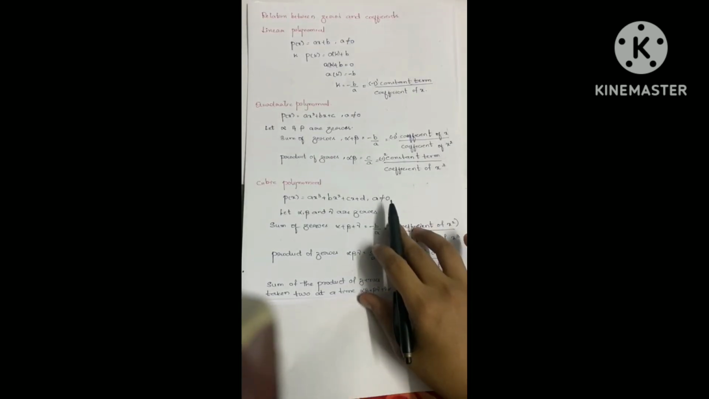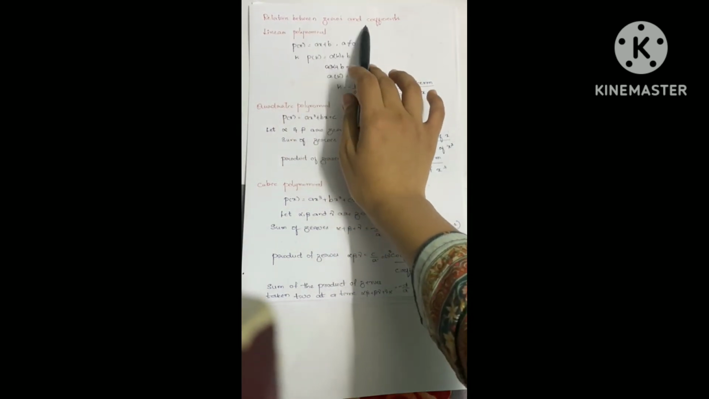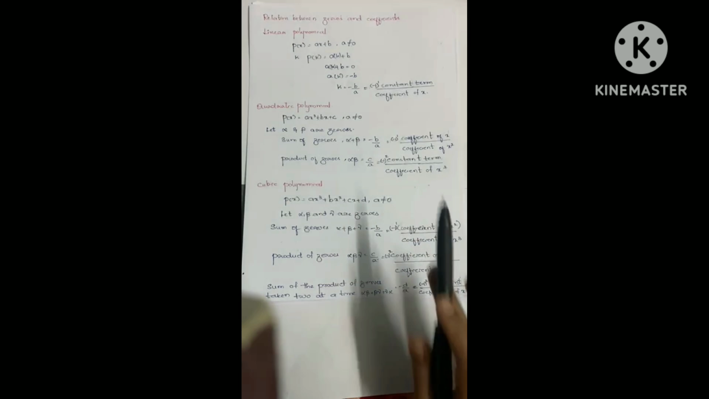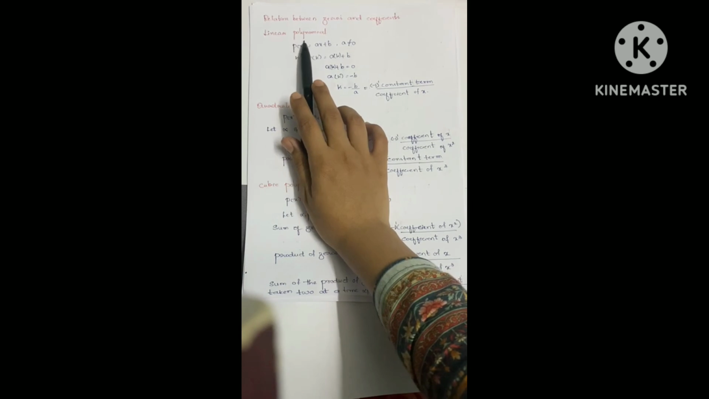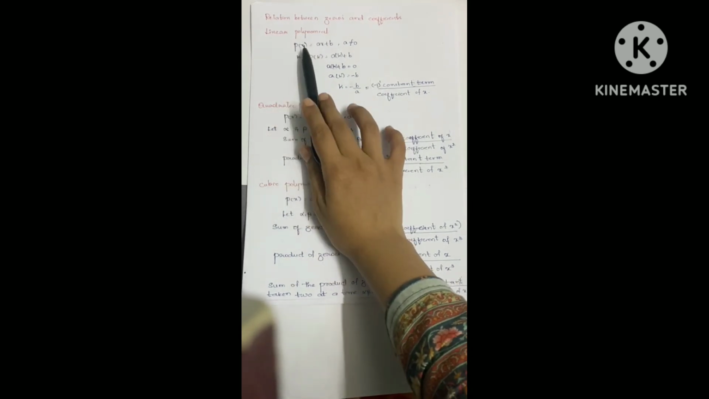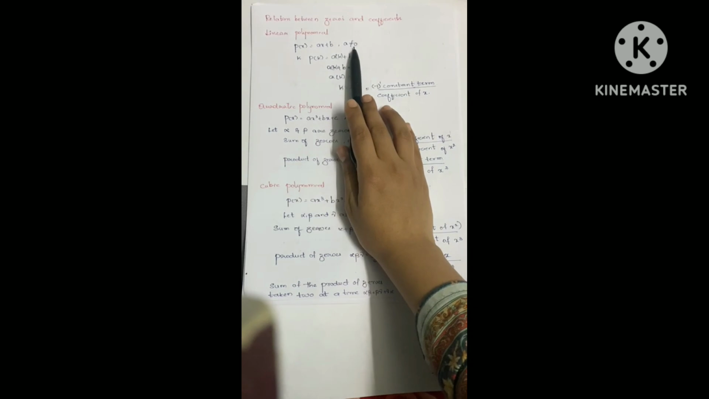Now let's see the next concept, that is relation between zeros and coefficients. So for the linear polynomial, the standard form of the linear polynomial is p of x is equal to ax plus b, where a is not equal to 0.